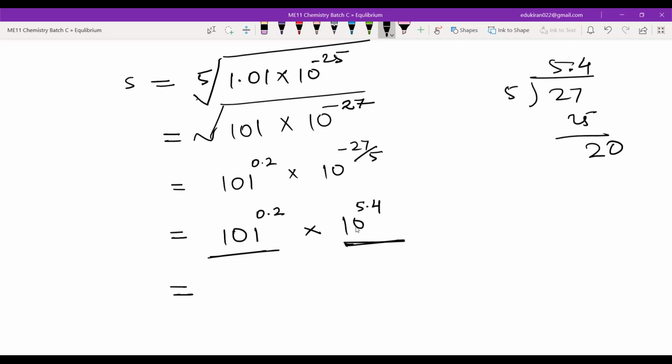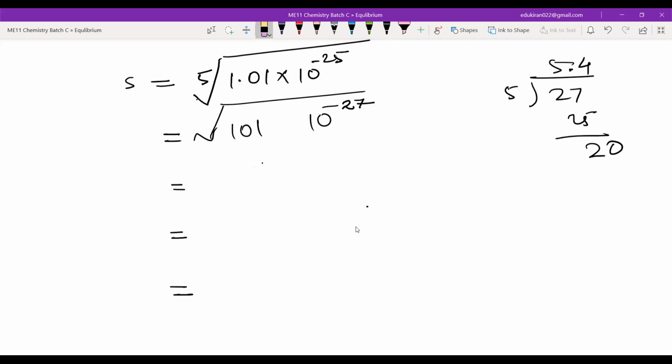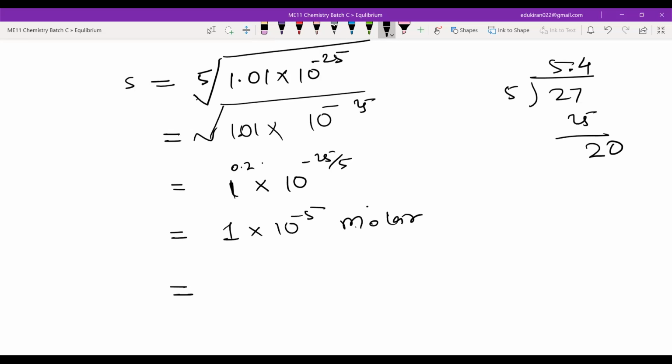It is okay. You can just do this. Okay, don't worry. Don't write all this. We can do the approximation here only. I can take this as 1 into 10 to the power minus 25 upon 5, and this will be equal to 0.2. So 1 to the power anything will be equal to 1, so it is 1 into 10 to the power minus 5 molar. This will be the solubility or the concentration.